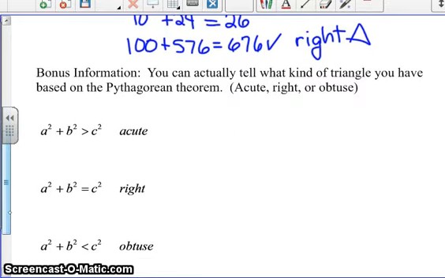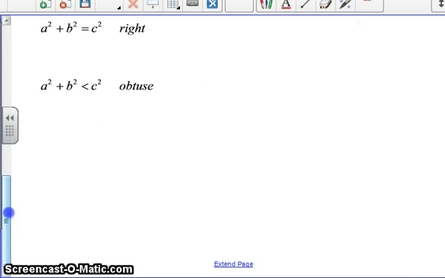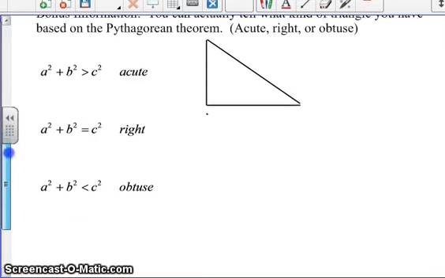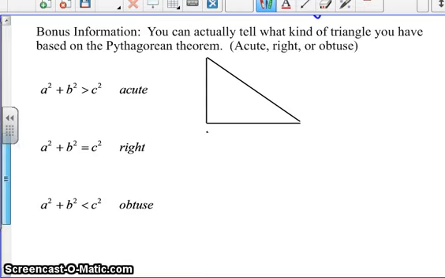It's not in your book, but you can actually tell based on the Pythagorean theorem if you have an acute triangle, a right triangle, or an obtuse triangle. If the triangle is acute, then when you do A squared plus B squared together, it'll end up being greater than C squared. Now, I have a little bit of a demonstration for that. If the problem is exactly right, then A squared plus B squared would equal C squared, and you would end up with a right angle in this corner.